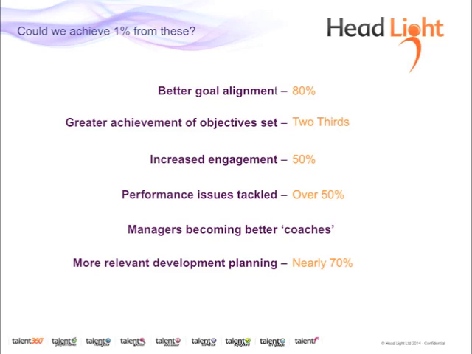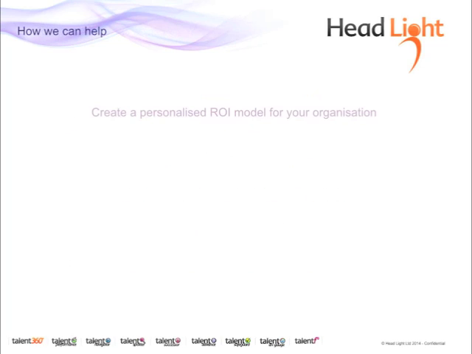And we've got organisations saying that 80% of them have got better goal alignment and 50% are increasing engagement. Do we think that we could get 1% more out of our organisation through introducing better performance management when actually we're witnessing these kind of figures from other organisations? Well, I think we'd have to be saying at least 1% really. Otherwise, we probably should switch the lights out as we leave.